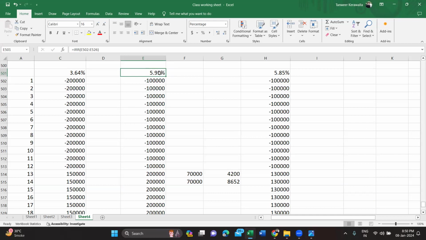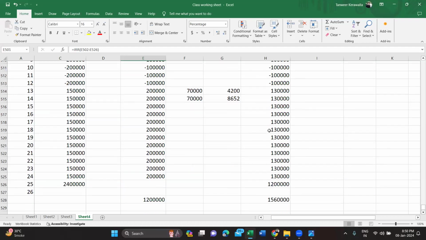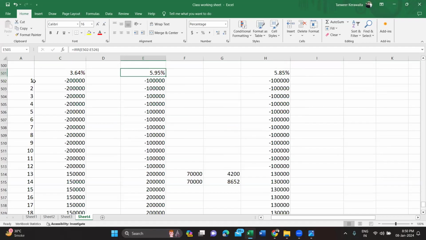So basically, you have to compare different investment options. The highest IRR wins, right? So that's why we are doing all this. But the problem here is we have to have equal intervals.